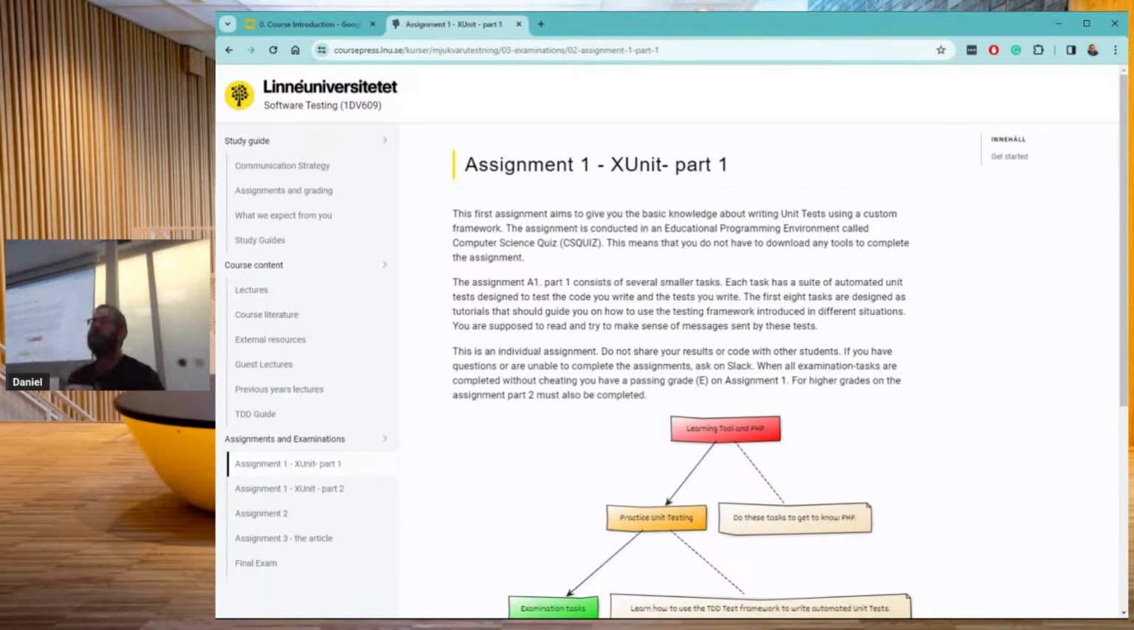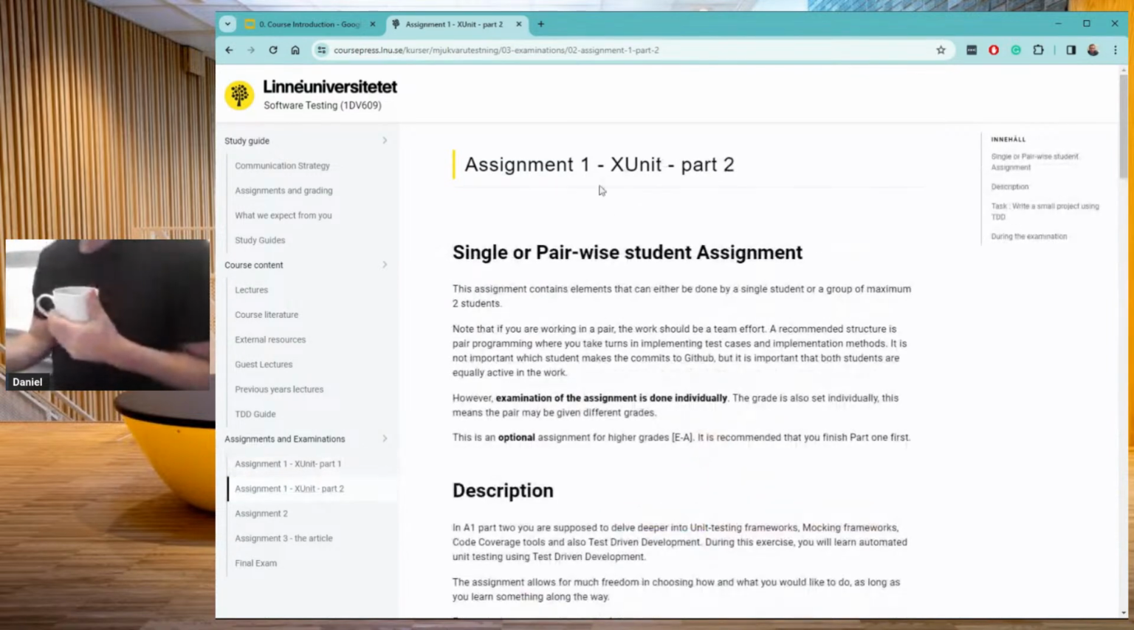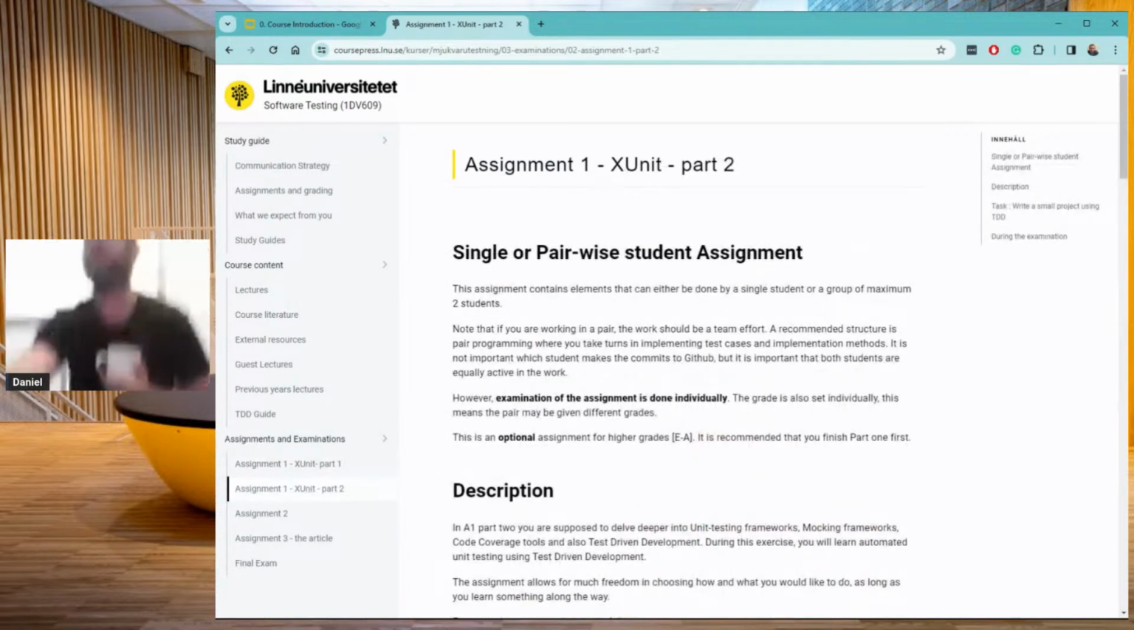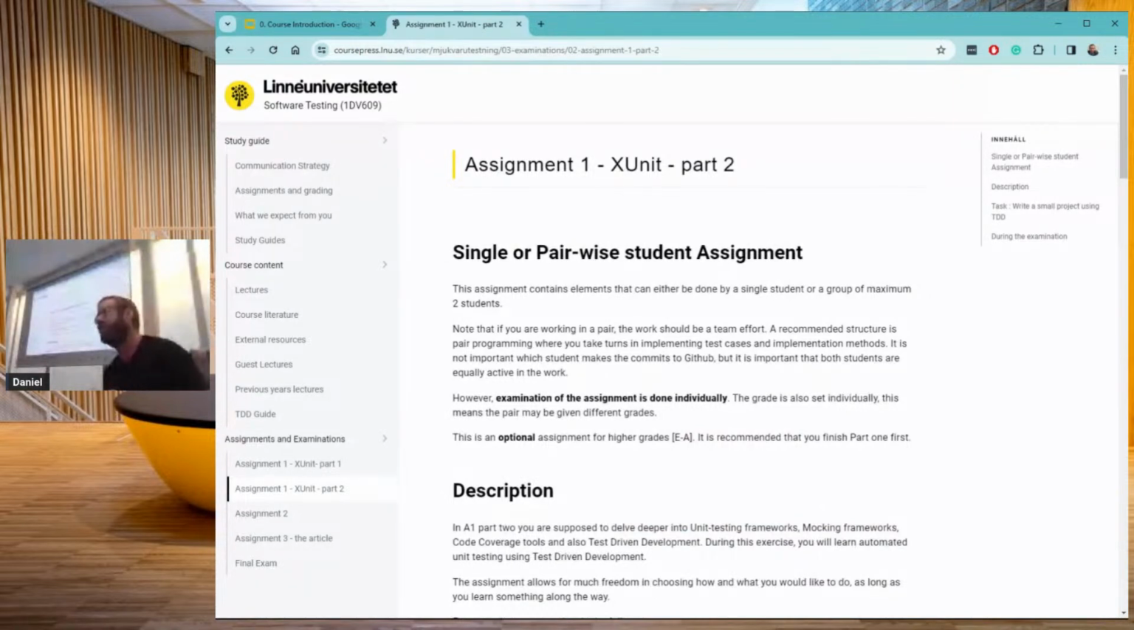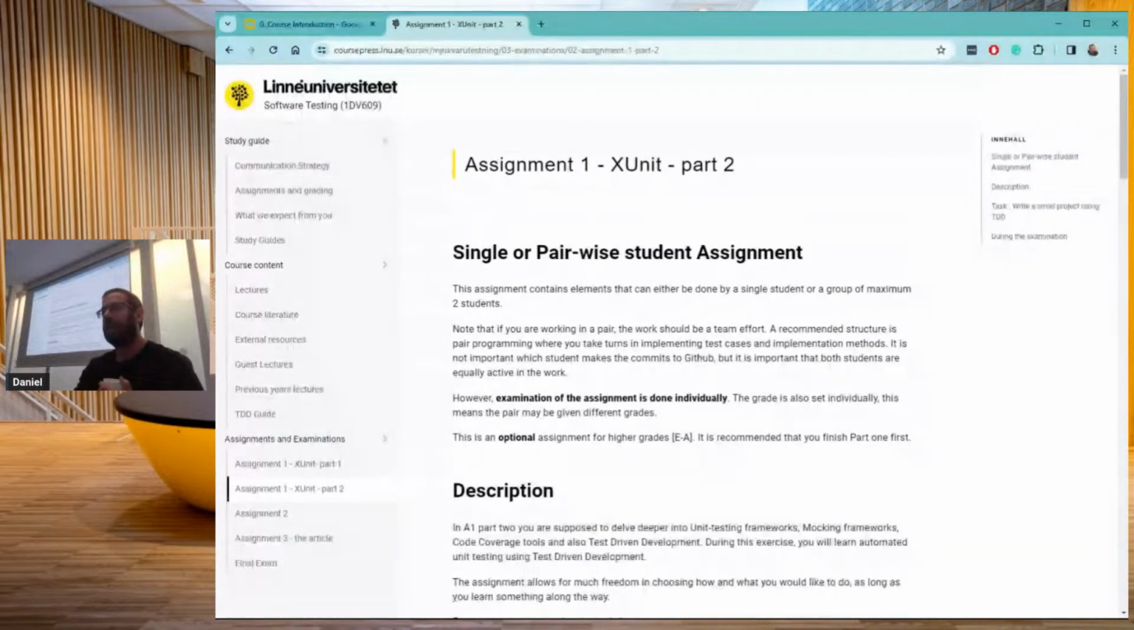So the first assignment, and then the second part, it's actually the first assignment but part 2. And this is for a higher grade. So if you're only going for a passing grade, you can do the first one, but if you also want to go for a high grade and also learn a lot more about unit testing, then this is the one that you're going to do also. So you need to do both. And the second part can be done either alone or in pairs.